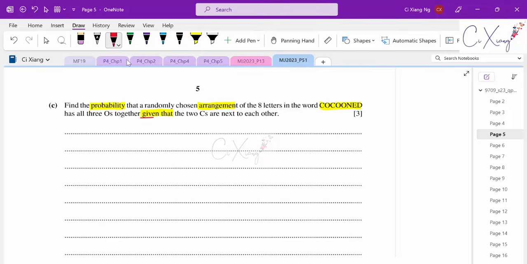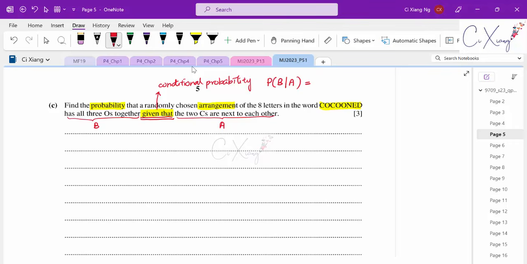So this particular word tells us that this is a conditional probability. For conditional probability, given that something already known has already happened, so this is maybe event A, and then has all the 3 O's together, maybe this is event B. So find the probability that B happened given that A happened. So basically they want us to find the probability for B given A.